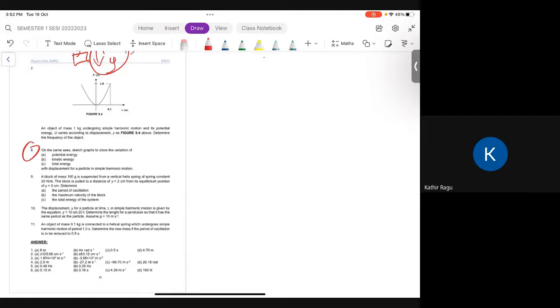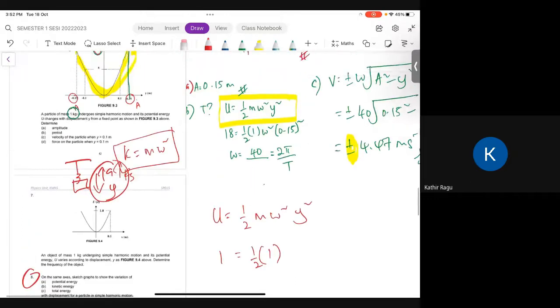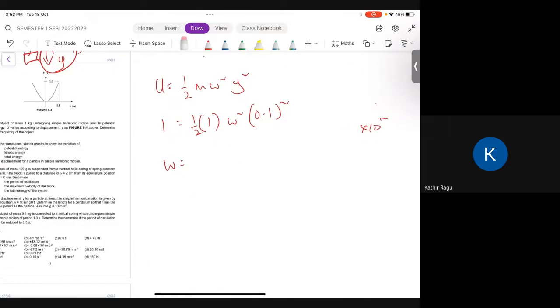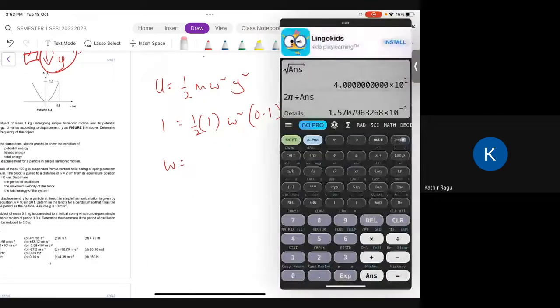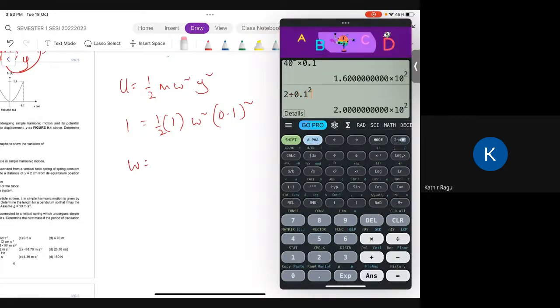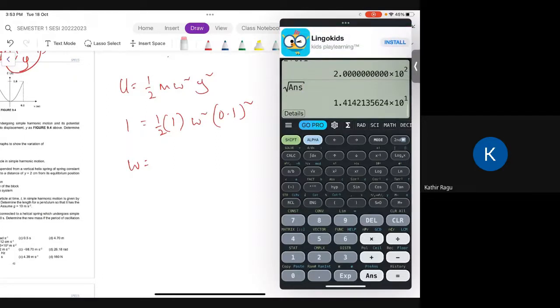Okay, nombor 7. So they give you graph U against y, they ask you to calculate frequency. So U equals to half m omega squared y squared. So U is 1 half, mass 1 kg. Tu soalan tadi sama ke? Dia kurang sama kan? Omega squared, y adalah 0.1 squared. So omega boleh dapat. Saya rasa ni dia tak tahu nak bagi soalan apa ni. Okay, so yang ini 2 bahagi 0.1 squared. Square root answer.